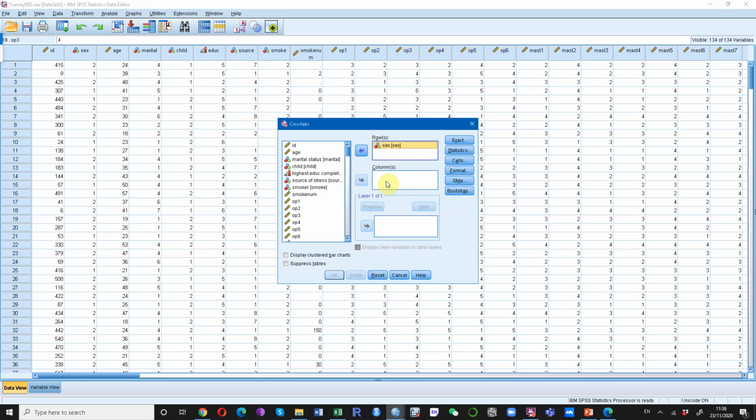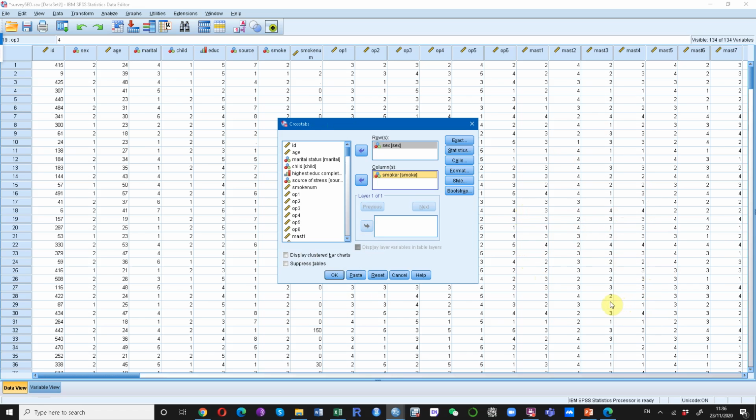Our dependent variable here is the smoking behavior, smoker or non-smoker. So we move it to the column. Here it is the dependent variable. So if you just click OK, now you will get a cross tab that is calculating how many cases of female smoker, female non-smoker, how many cases of male smoker, male non-smoker.